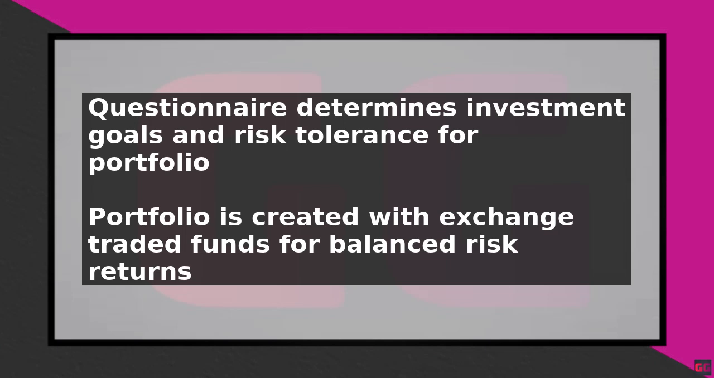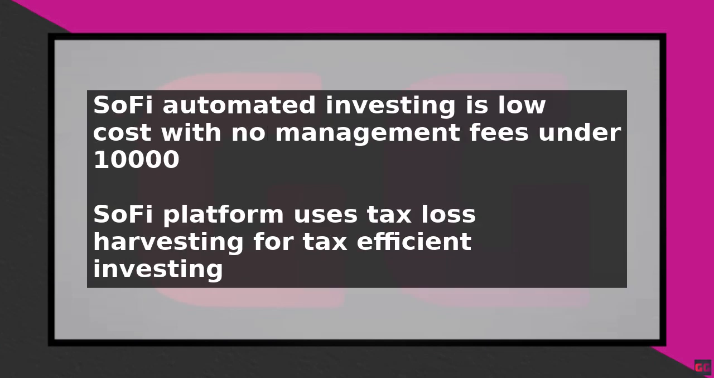Another benefit of Sofi Automated Investing is that it is a tax-efficient way to invest. Sofi's platform uses a technique called tax loss harvesting, which involves selling securities that have lost value to offset gains from other securities, reducing your tax liability.